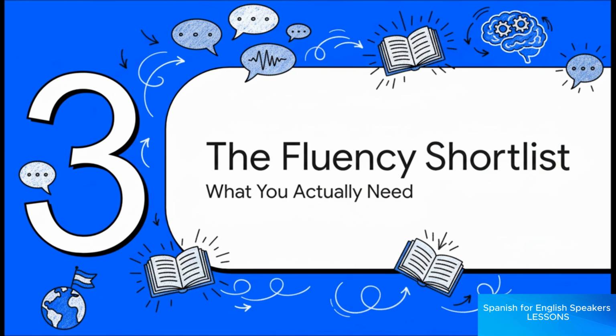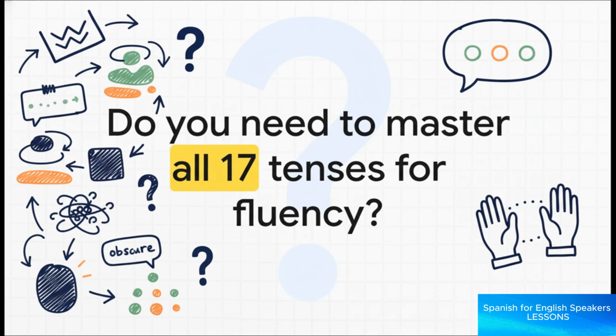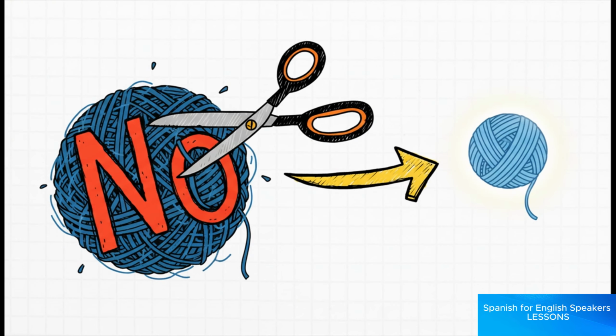But now we get to the most important part of this whole explainer. Let's talk about what you actually need to know to speak Spanish confidently. I mean, this is the real question, isn't it? Do you really have to learn all 17 of those tenses, including the super obscure ones, just to be able to have a decent conversation? And the answer, thankfully, is a huge, definite no. Absolutely not. Instead, we're going to trim the fat. We're going to focus only on the tenses that give you the biggest bang for your buck in real-world conversations.